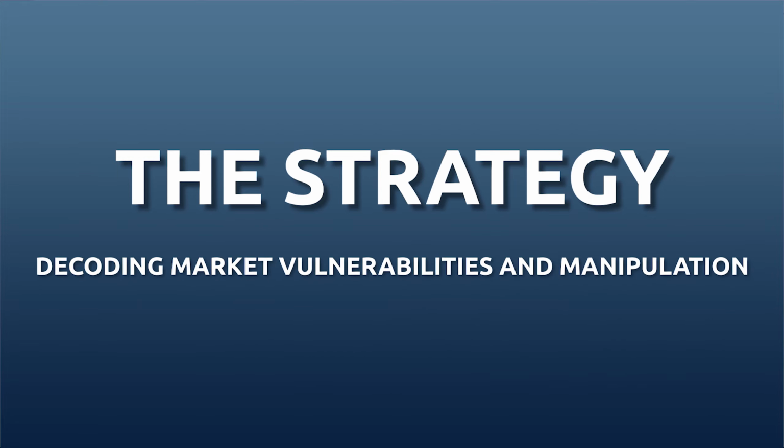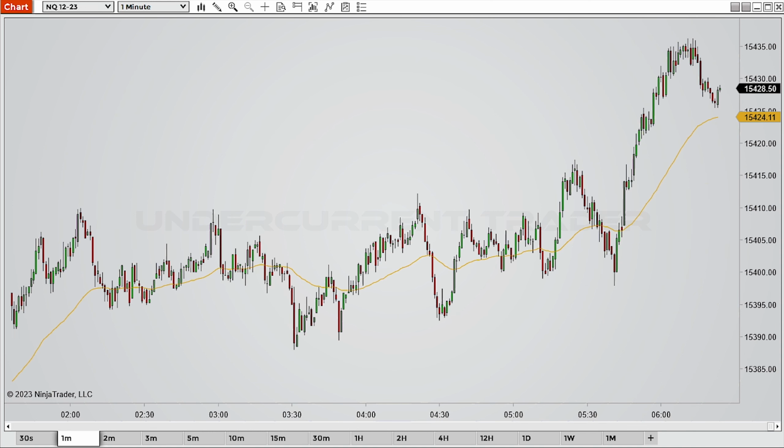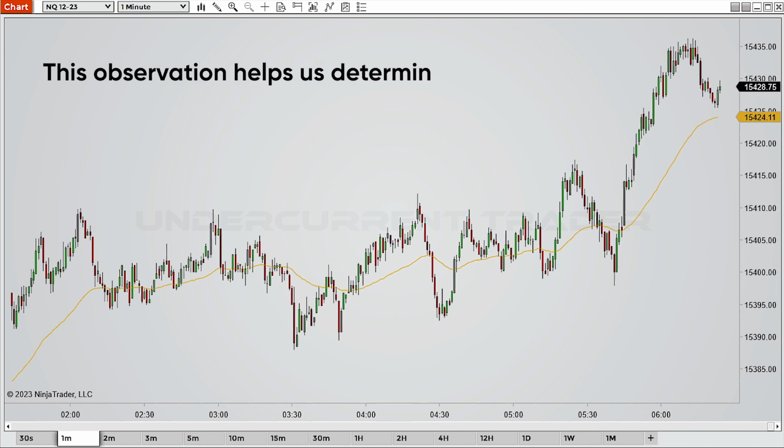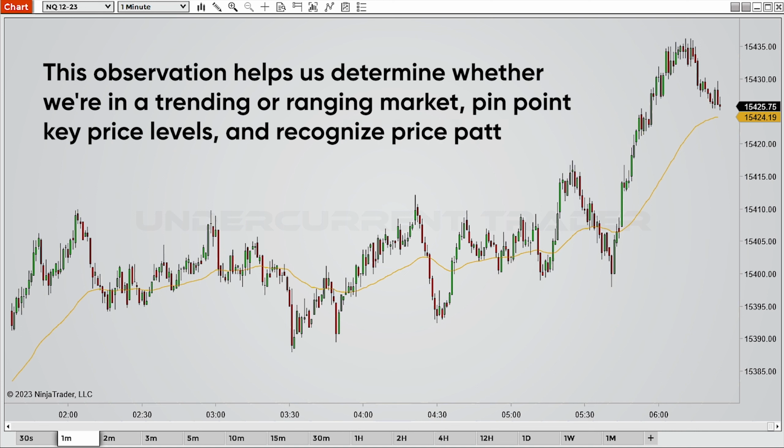So what is this trading strategy? In my opinion, the trading setup I refer to as decoding market vulnerabilities and manipulation is straightforward yet effective. It begins with a solid understanding of market structure or formation, which obviously involves observing market trends. This observation, in turn, helps us determine whether we are in a trending or ranging market. The strategy at the same time pinpoints key price levels and recognizes price patterns or changes in volatility.